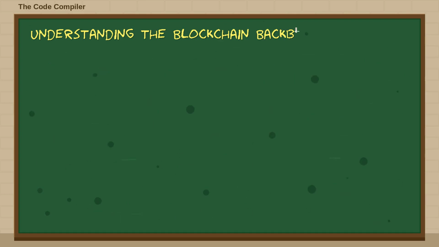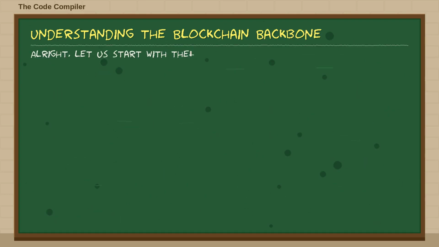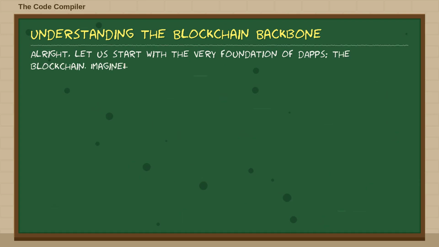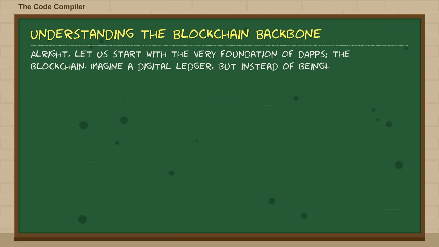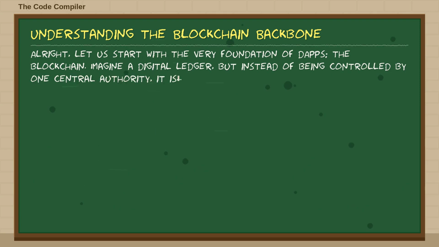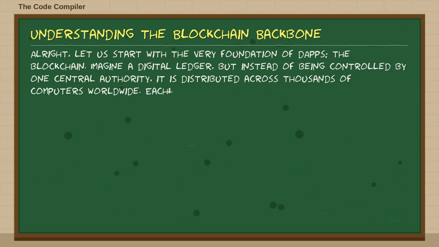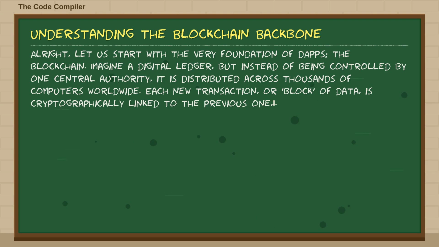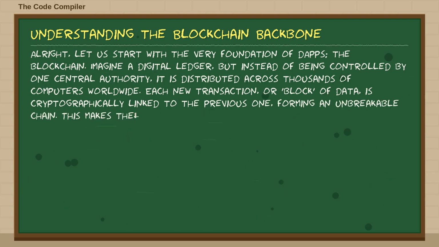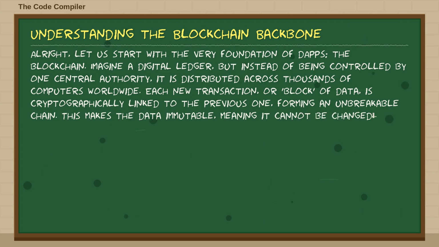Alright, let us start with the very foundation of dApps, the blockchain. Imagine a digital ledger, but instead of being controlled by one central authority, it is distributed across thousands of computers worldwide. Each new transaction, or block of data, is cryptographically linked to the previous one, forming an unbreakable chain. This makes the data immutable, meaning it cannot be changed once recorded, and transparent, as everyone on the network can see it. It is like a public, unchangeable record book.